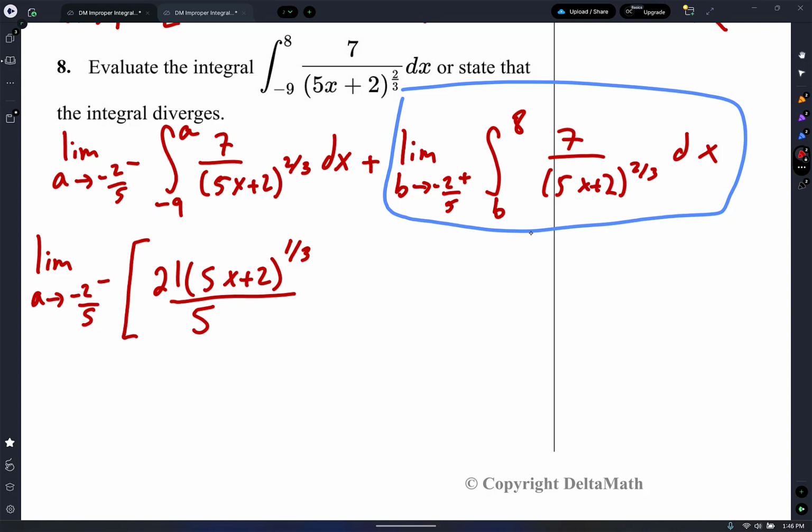I don't see any mistakes. Bracket from -9 to A, and I'm going to change my color, plus sky blue, and then I still have that same thing. Yes, miss. Did I make a mistake? No, I was just gonna ask.